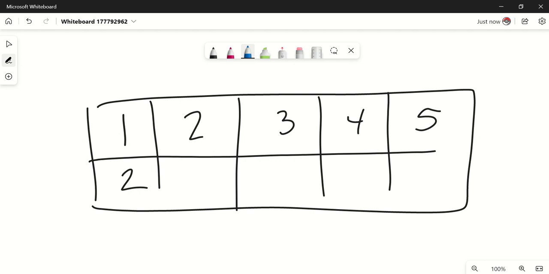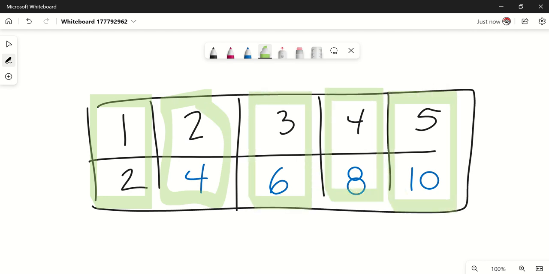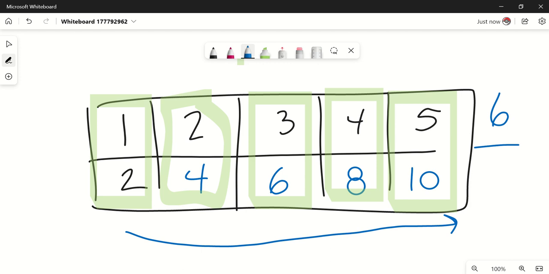2 darts being thrown, I'm going to pop 4 balloons. 3 darts, 6 balloons. 4 darts, 8 balloons. 5 darts, 10 balloons. 1/2, 2/4, 3/6, 4/8, 5/10. What I did here is I scaled, and I actually scaled up, making the numbers bigger each time. If I were to throw 6 darts, I would pop 12 balloons, scaling it up even more. That is upscaling.